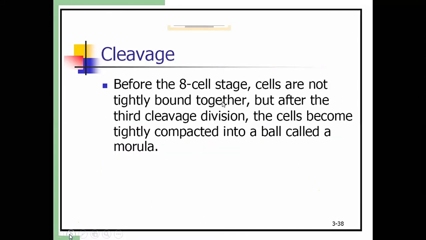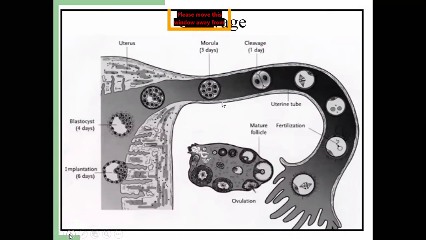In the 8-cell stage, it is not tightly bound, but after the third cleavage division, the cells become tightly compacted into a ball called morula. Okay? So you will have morula, and then it will travel through the fallopian tube down to the uterus. During the number of hours, you have a 4-cell stage, 8 cells, 16, until at 96 hours it becomes 32 cells. Next slide.